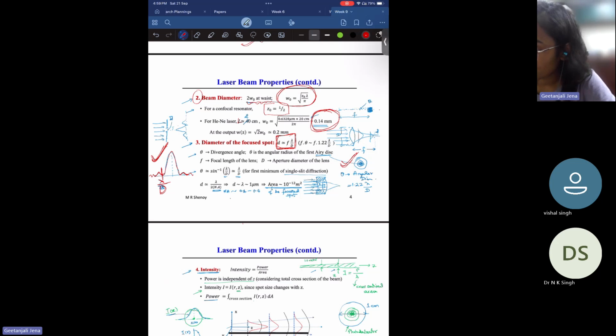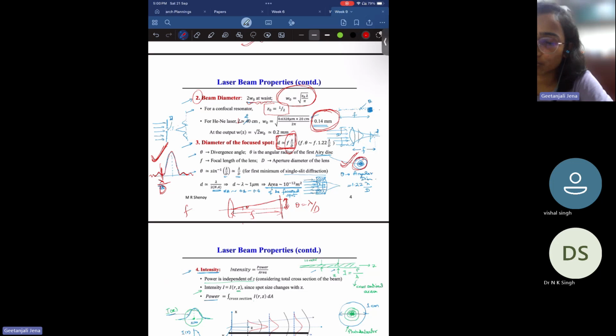So to take a lens, this is where the laser spot is focusing, and we know the angular position of this minima, which is theta equal to lambda by d. If you want to calculate this point, we can multiply by f, right? That means this is given by f lambda by d. So you can calculate it from a single slit or Airy disk.